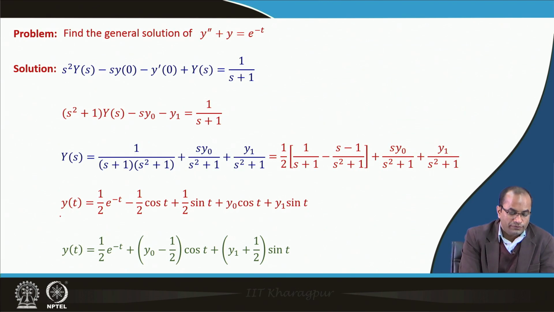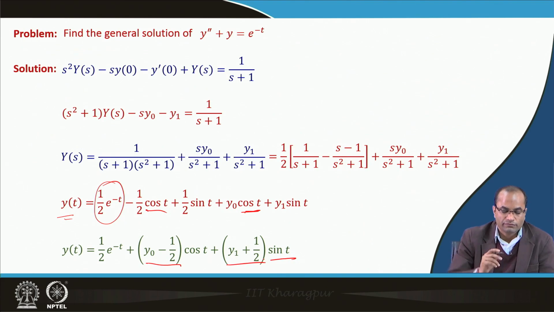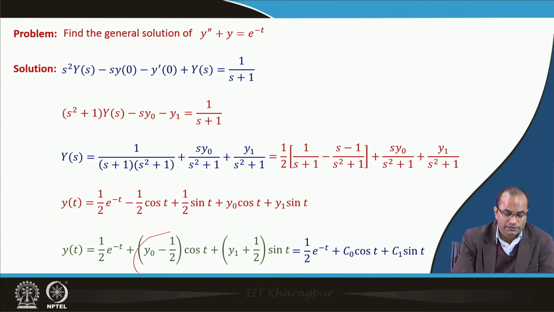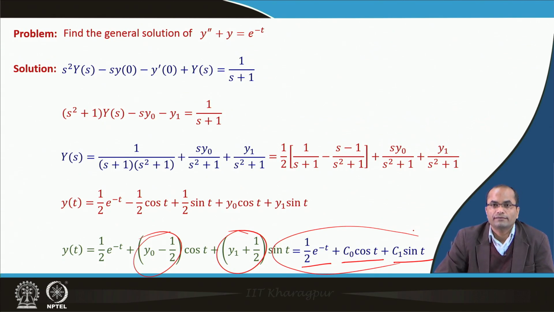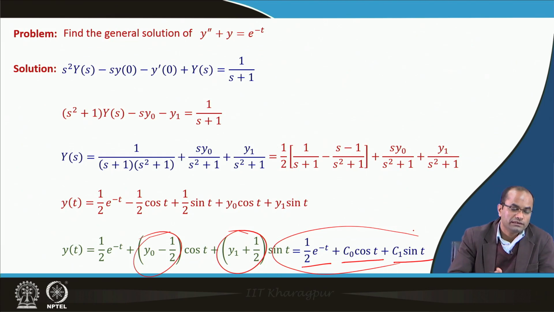So, finally, we have y(t) equal to half e power minus t, and then this cos t will give (y_0 minus half), and with sin t (y_1 plus half), which can be treated as other constants, c_0 and c_1. So, our general solution of the given differential equation is half e power minus t plus some constant c_0 cos t plus another general constant c_1 sin t.